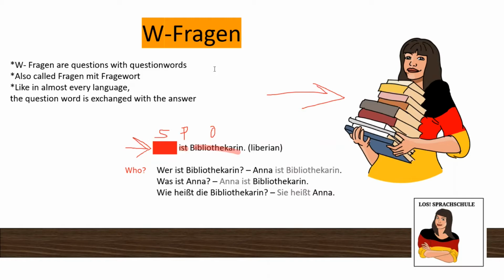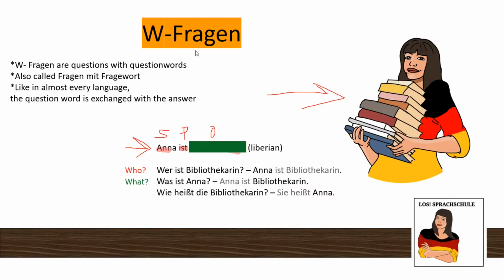If we don't get the information of the object, we have the subject and the verb. So Anna is what? What is Anna? We have the typical what, was. What is was? Was ist Anna? Bibliothekarin. Or the longer version, Anna ist Bibliothekarin.